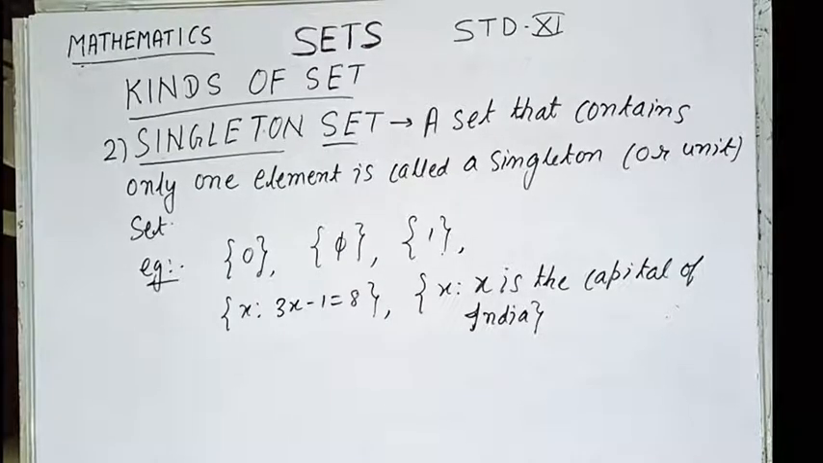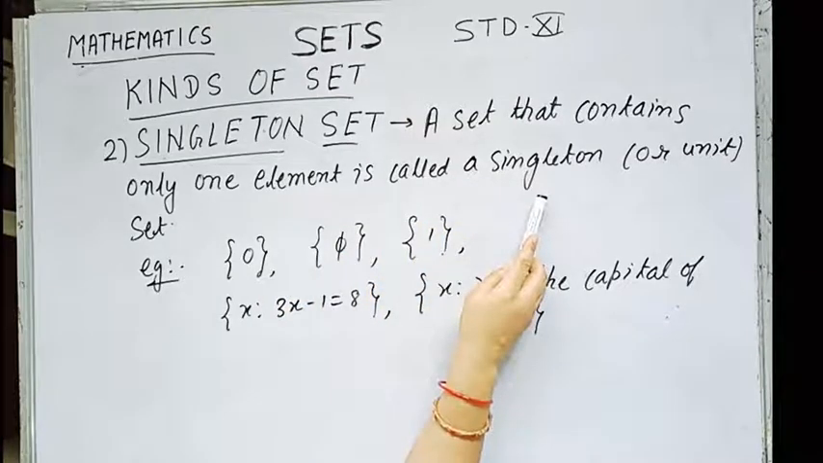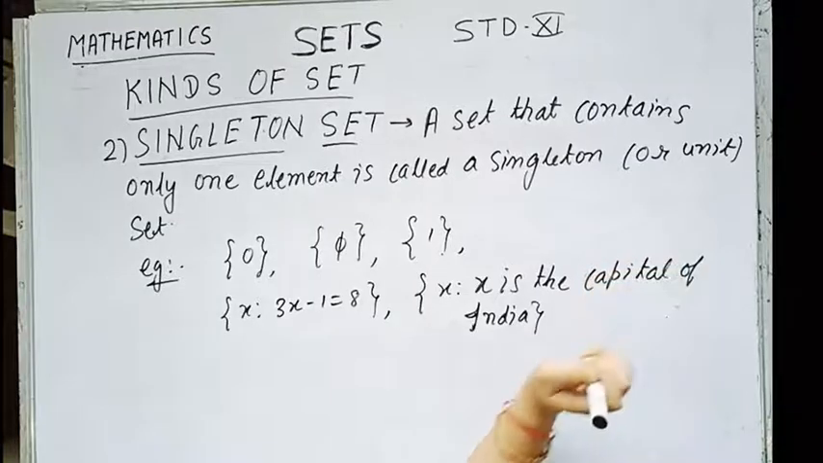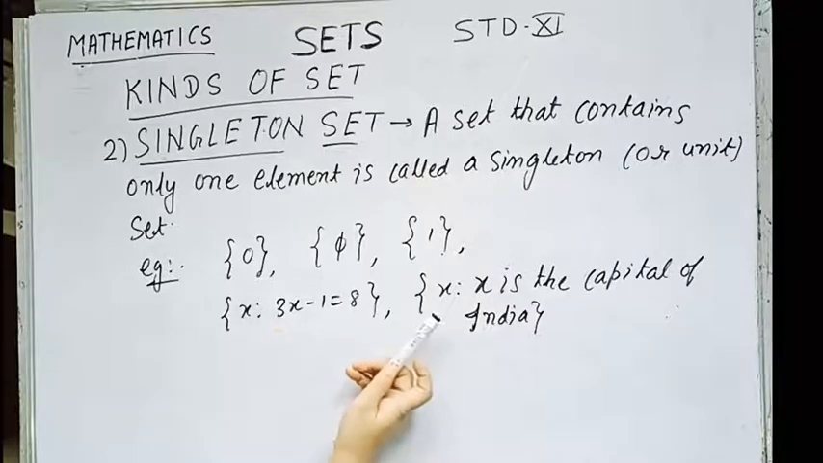Number 2, singleton set. Again, as the name suggests, singleton means single. So a set that contains only one element is called a singleton set. This will also be called a unit set. So for examples, you can refer to or write any other examples. A few examples I have written over here.